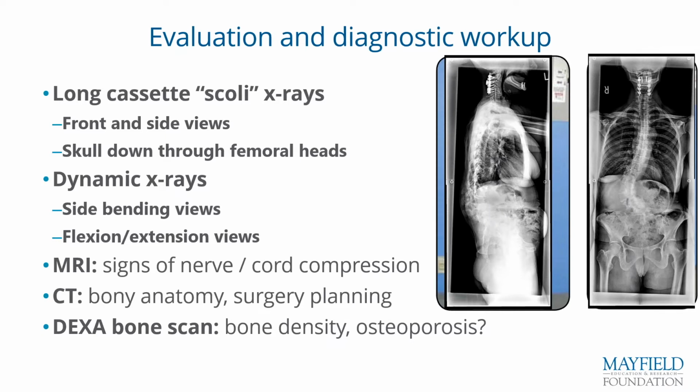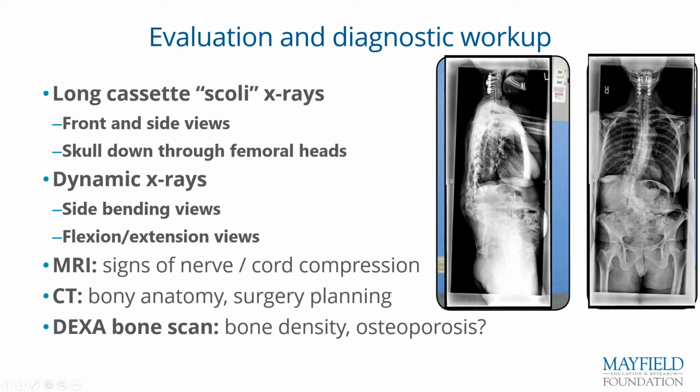We also get dynamic x-rays. We look at people bending forward, bending back, side to side. This can show how the bones move on each other. It also shows us, is their deformity flexible? Are we going to be able to just manipulate their bones to the position we want? Or are we going to have to break up the spine, for lack of a better term, to get it to move?